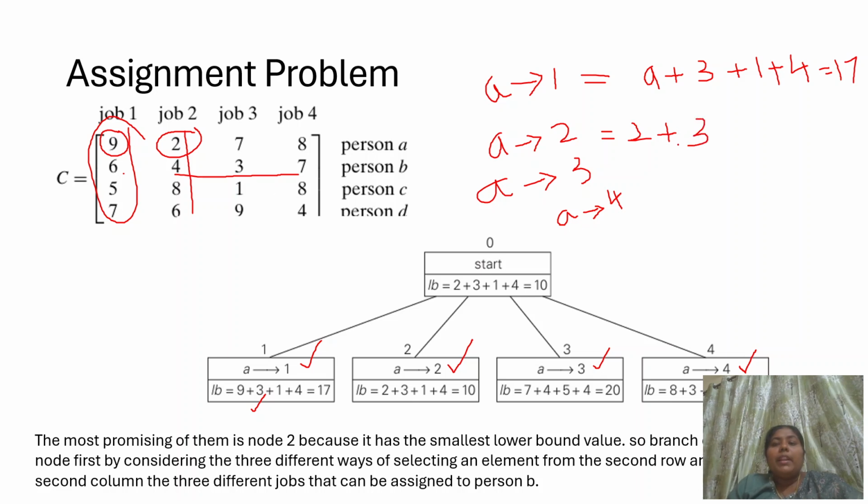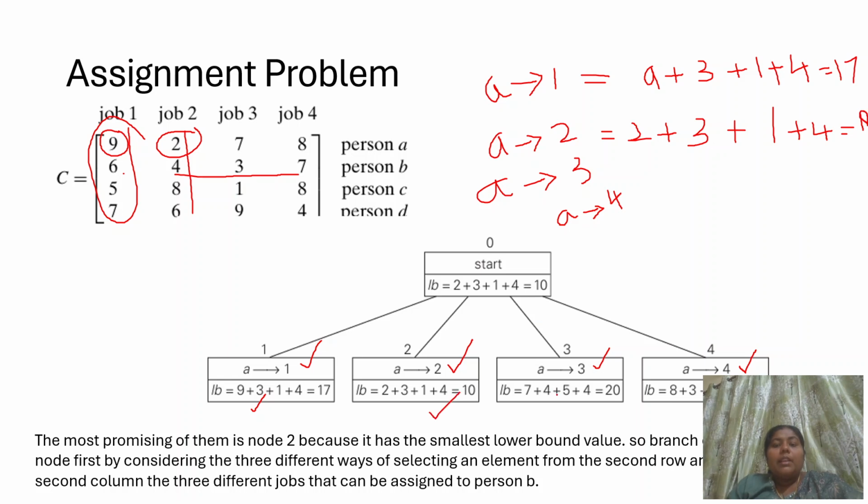Next, 5, 1, 8. Which one is minimum? 1 is the minimum. So I am just going to select this one. And next one, 7, 9, 4. Which one is minimum? 4 is the minimum. I am just going to select that one. What is the total cost here? 2 plus 3 plus 1 plus 4, that is equal to 10. That is given here.